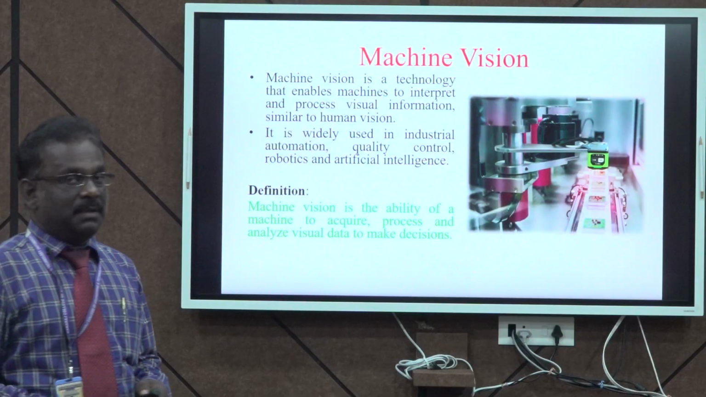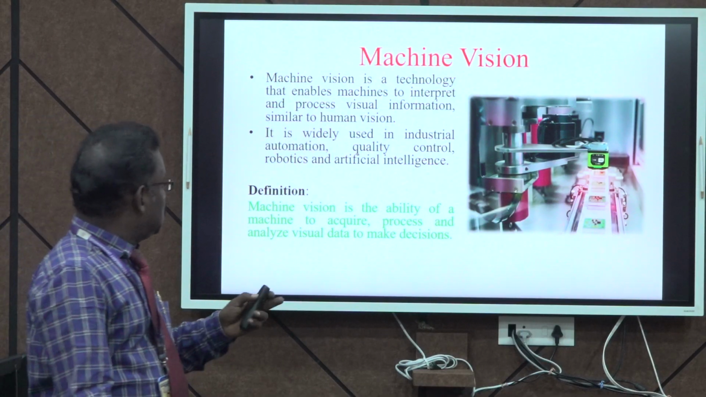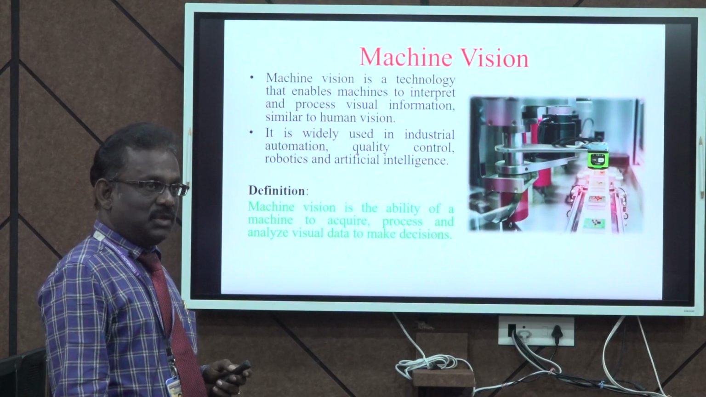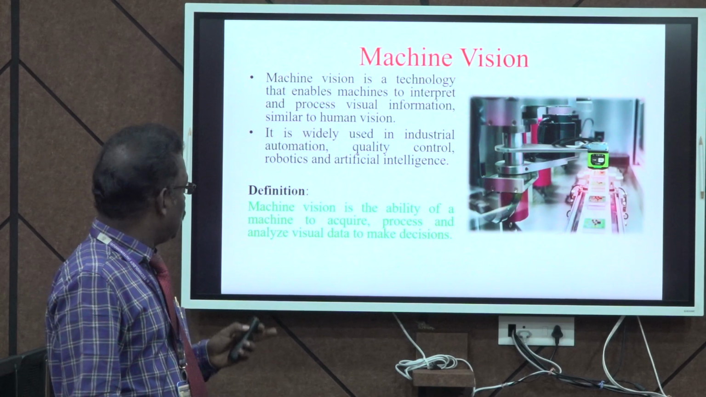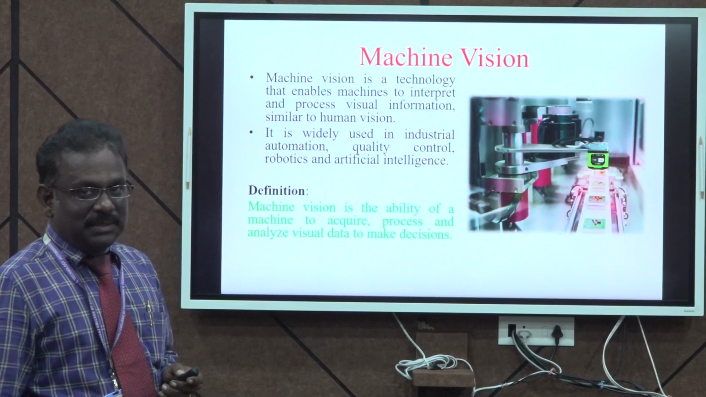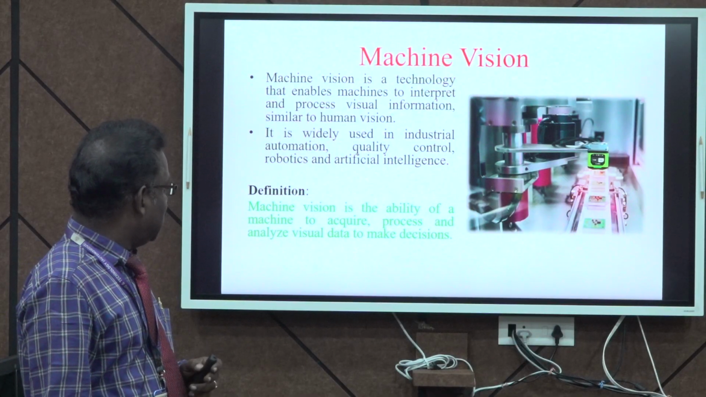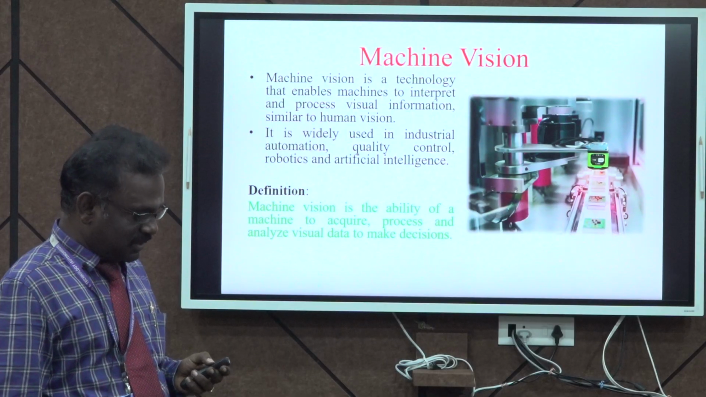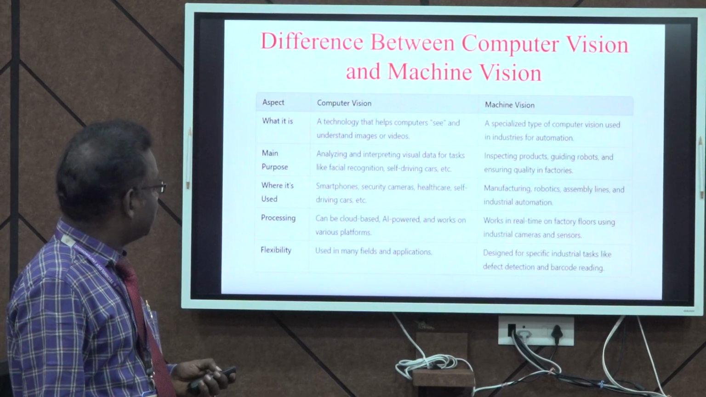Machine vision. Machine vision is a technology that enables a machine to interpret and process visual information similar to human vision. It is widely used in industrial automation, quality control, robotics and artificial intelligence. As per the definition, the term machine vision is defined as the ability of the machine to acquire, process and analyze the visual data to make some decisions regarding the object of interest.